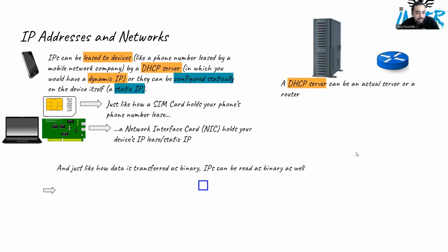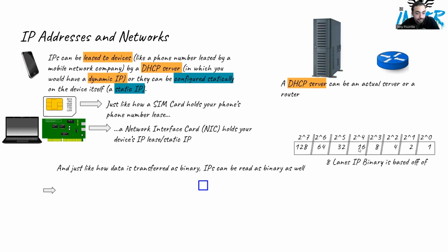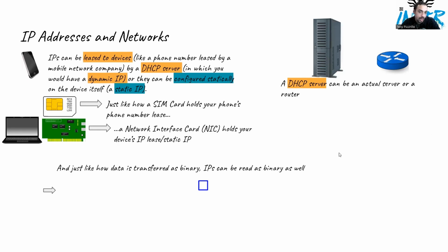Remember how our PDU had to be changed to binary to be transmitted between devices in a physical layer? Well, IP addresses can also be read in binary. To find how to translate IP addresses to binary, we have to understand how binary works.